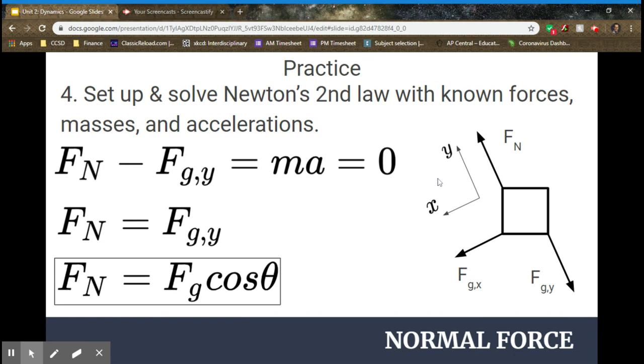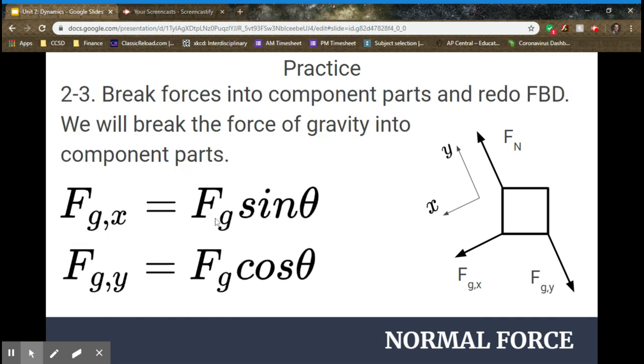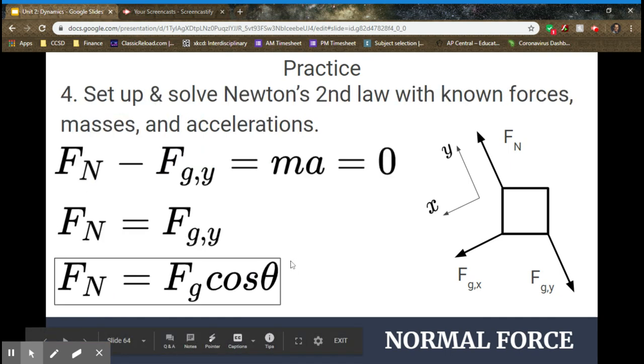The normal force. Right now, I'm only interested in the y direction, so I'm going to start with that. With my new coordinate system, my normal force is in the positive y direction, and the y component of gravity is in the negative y direction. And that equals mass times acceleration. We're assuming that the book is at rest, which means that there's no acceleration. So in this case, your normal force is simply equal to the y component of gravity. And if you recall, my y component was Fg cosine theta. So the normal force here is the force of gravity times the cosine of whatever the angle of the ramp is.